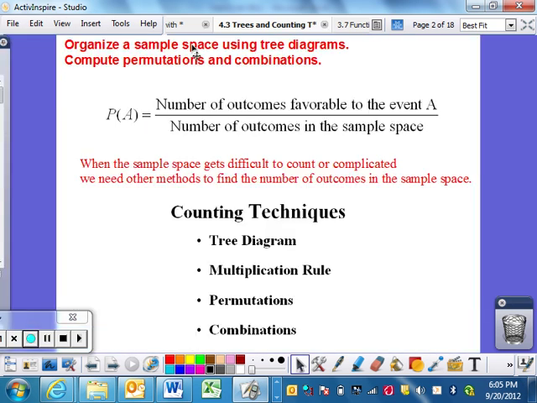Okay, so basically we already know the probability is the number of favorable outcomes to the total number in the sample space. Different ways that you can actually count this, though, besides the ways that we have before, are tree diagrams, multiplication rules, and then permutations and combinations.